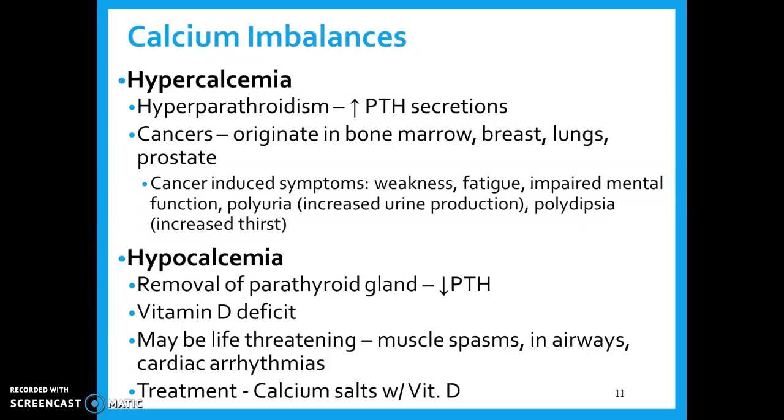Hypocalcemia is low levels of blood calcium, and one of the big reasons for this would be the removal of your parathyroid gland. We mentioned this way back in the endocrine chapter, that sometimes when people would have ablation of their thyroid gland, when part of their thyroid would be removed, the surgeons would accidentally remove the parathyroid gland as well. So if you remove the parathyroid gland, you can't produce enough parathyroid hormone, so your blood calcium levels are going to be too low.